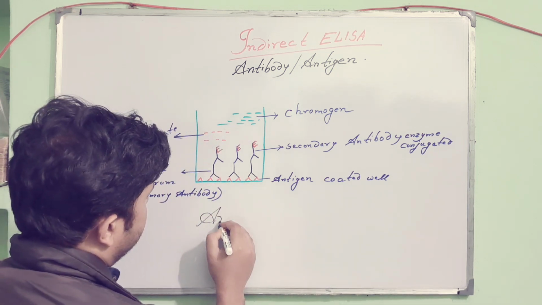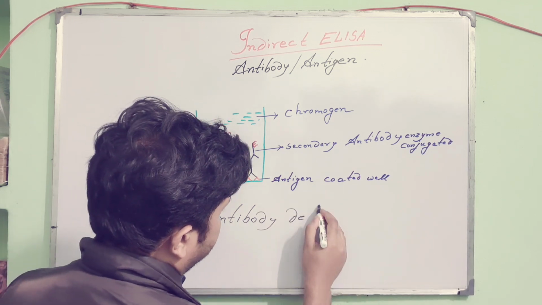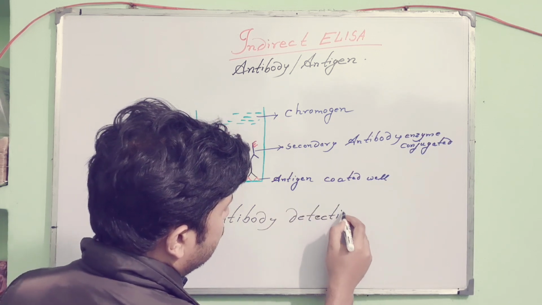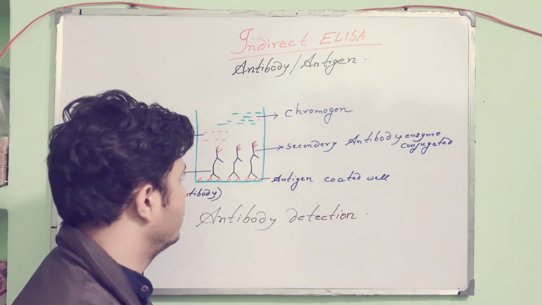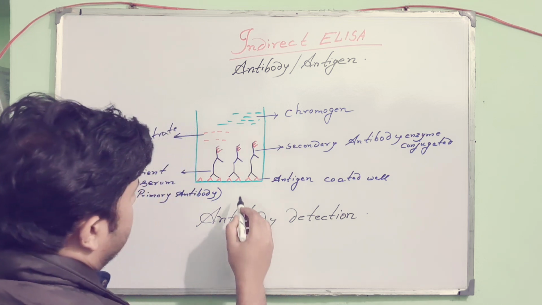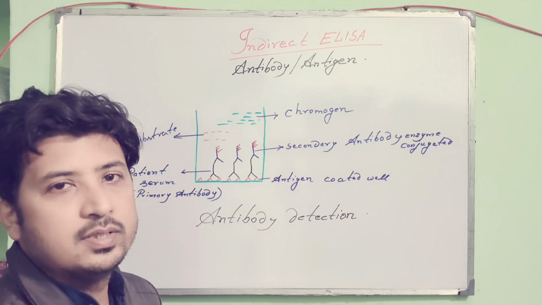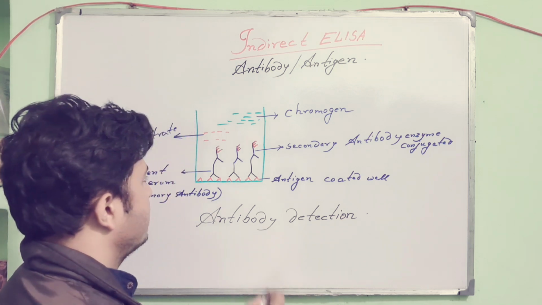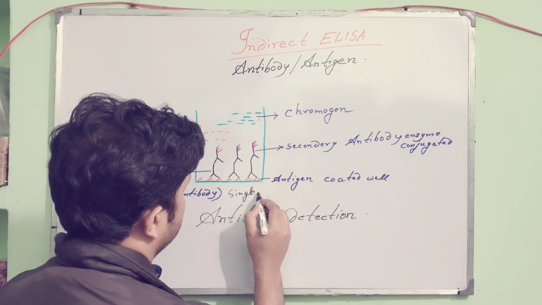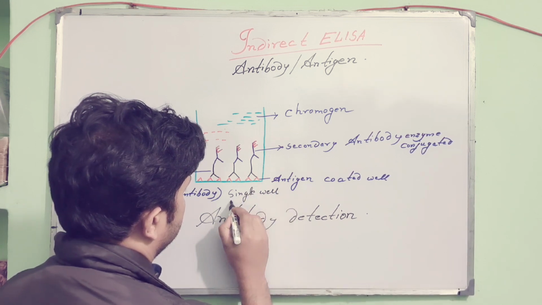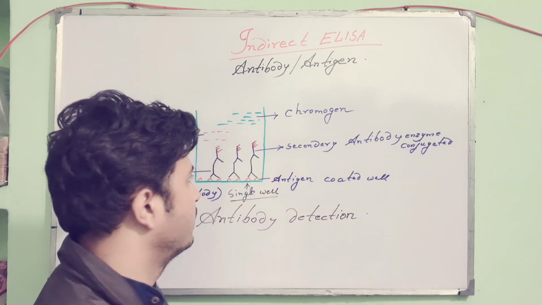Now, this is antibody detection. Generally, indirect ELISA is used for antibody detection, but I will tell you both the ways. Here you can see a well of a 96 well polystyrene plate. So, a single well from the 96 well polystyrene plate.